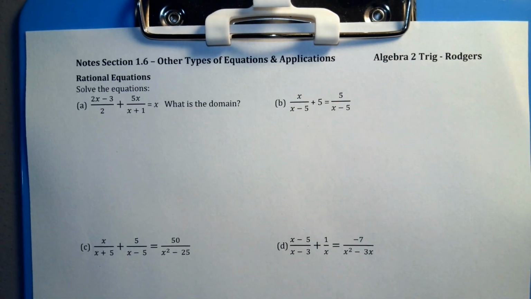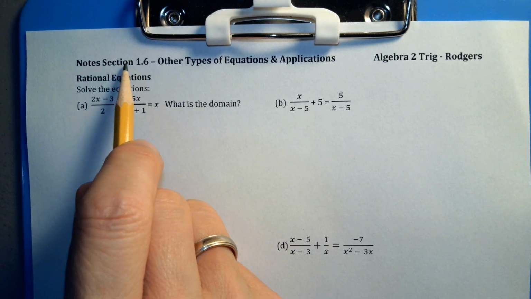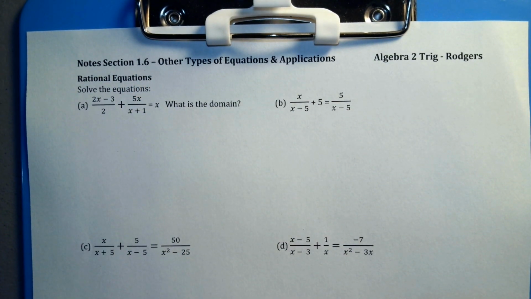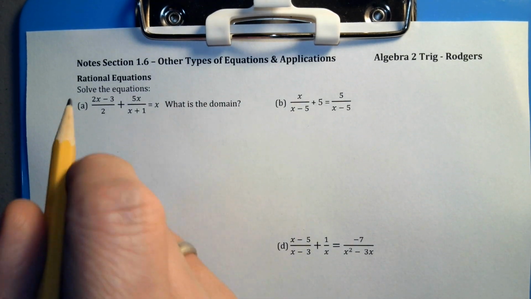Okay, so with these notes, we're going to be looking at section 1.6, and it's just a variety of different types of equations. We're also breaking this section up into two sets of notes. So the homework for this part will be homework 1.6.1, and then we'll have another part, 1.6.2. Okay, so let's get started.